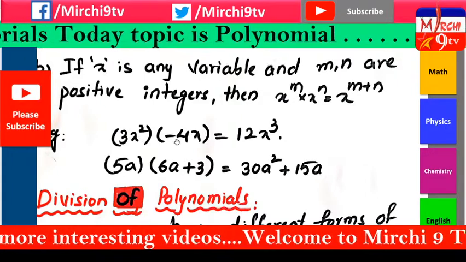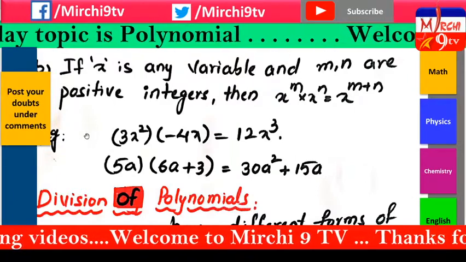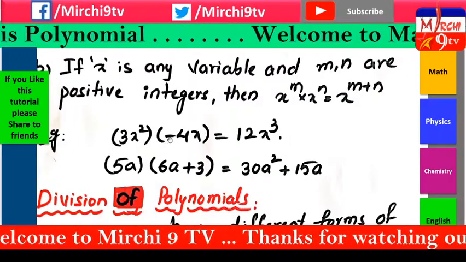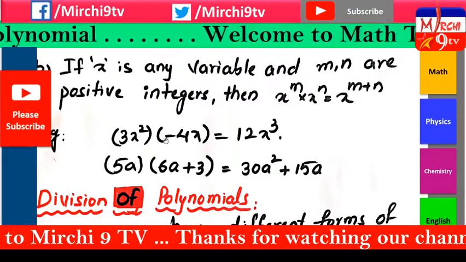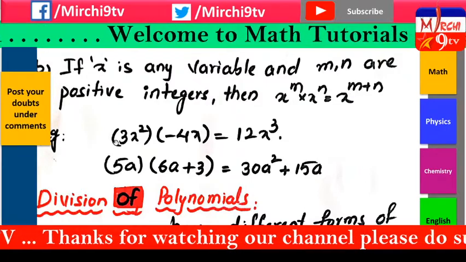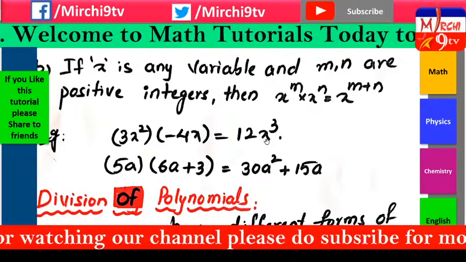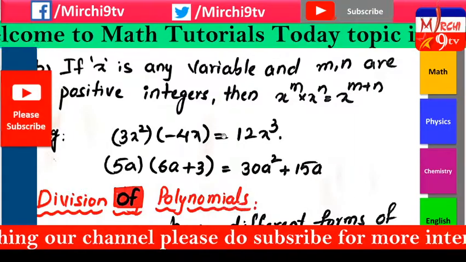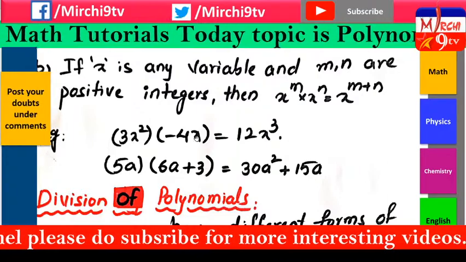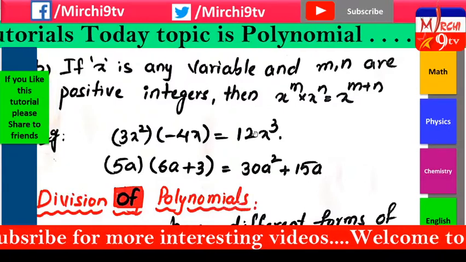3x square into minus 4x. See, first of all, we have to check the signs we have in these two terms. Plus into minus, minus. Sorry, here I forgot to write minus. 4 into 3, 12. X square into x, x cube. Okay, next. So the answer of this one is minus 12x cube. See here the power of x is 2 and here the power of x is 1. So 2 plus 1 is equals to 3, minus 12x cube.